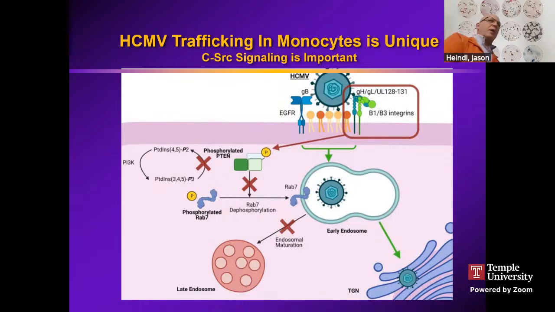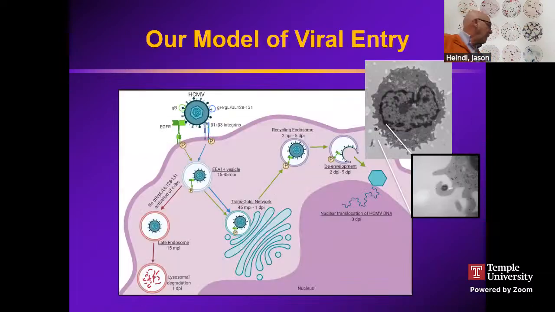If you're a virus or a bacteria, you don't want to be in a late endosome in monocytes because nothing good happens when digestive enzymes are dumped in. So by blocking that, you prevent dephosphorylation, and you promote this pathway where you prevent late endosomes. And we did show that in the paper.